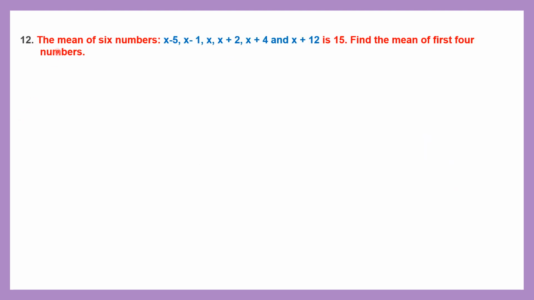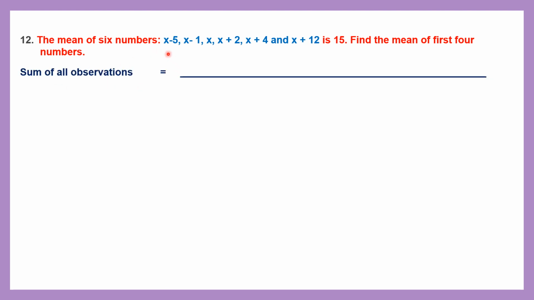Question 12. The mean of 6 numbers is 15, and these are the 6 numbers. We are asked to find the mean of the first 4 numbers. So here there are 4 numbers, but we can't take these numbers like this because we don't know the value of x. So the first thing we need to do is find the value of x using the same formula, the same method that we use to find the mean. So let's do that first.